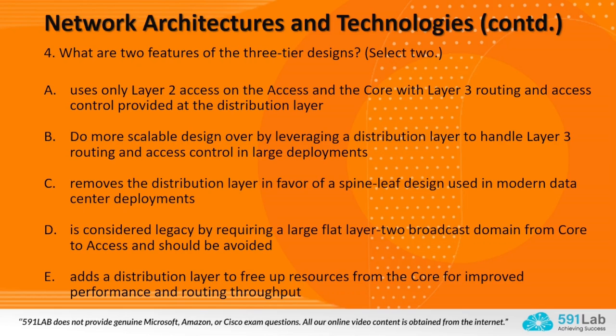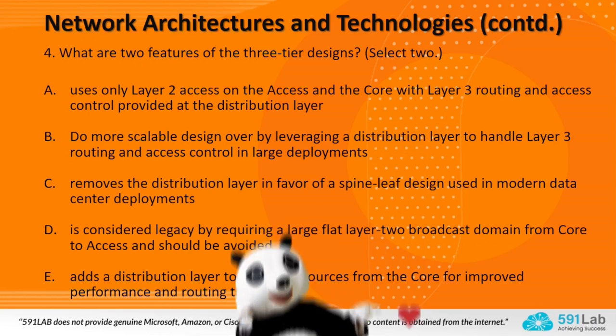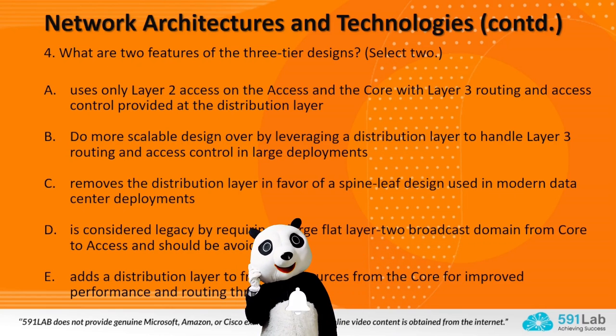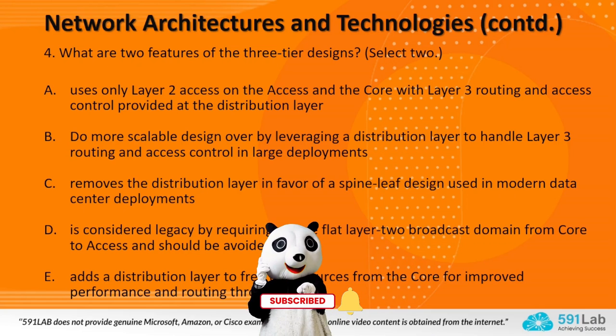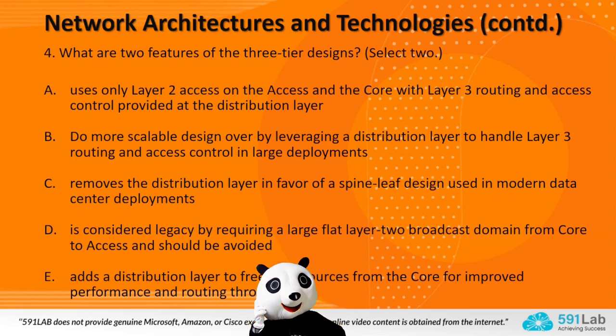Option A uses only layer 2 access on the access and the core, with layer 3 routing and access control provided at the distribution layer. Core doesn't provide the layer 3 routing, so layer 3 routing is provided by the distribution layer. So option A is not correct for the 3-tier design.